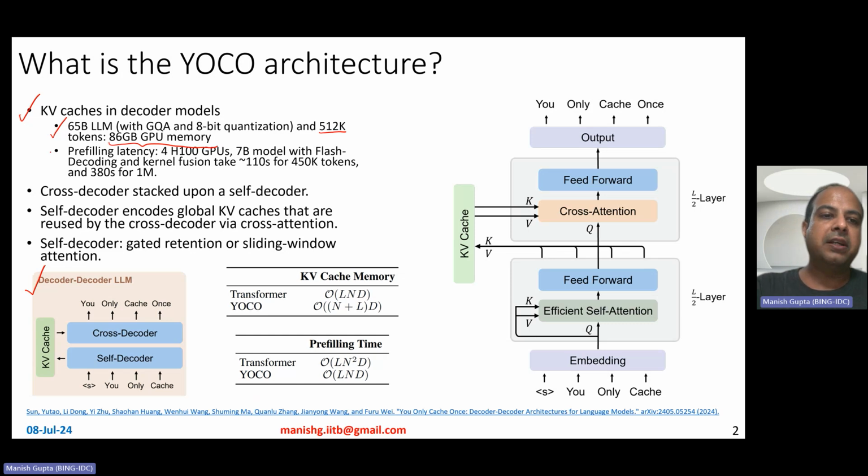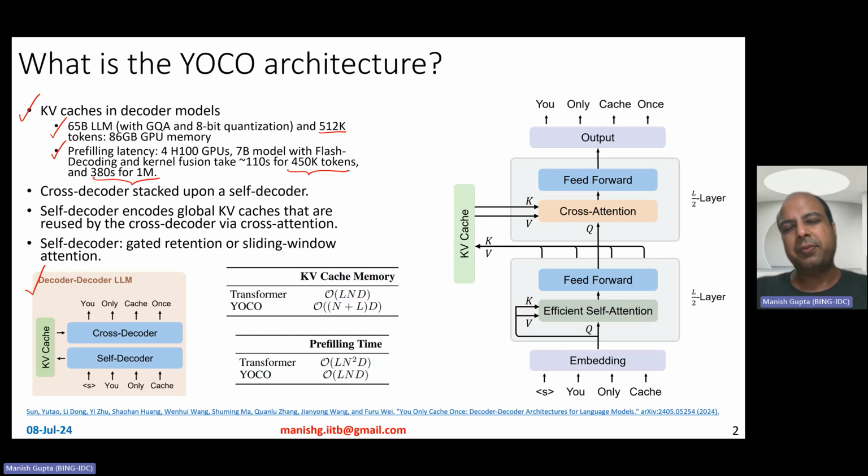The other problem is the prefilling latency. Remember, when you go to Bing Copilot, or any other LLM, if you give a very long prompt, it takes quite a while to come up with a response. It takes that much time because it is trying to prefill the key value caches. It's generating those key value embeddings and then storing them, right? Now, if you're using, let's say, 4 H100 GPUs for a 7 billion parameter model with optimizations like flash decoding and kernel fusion, it still takes 110 seconds for 450K tokens and 380 seconds for a million tokens.